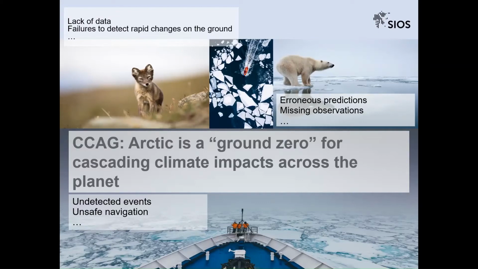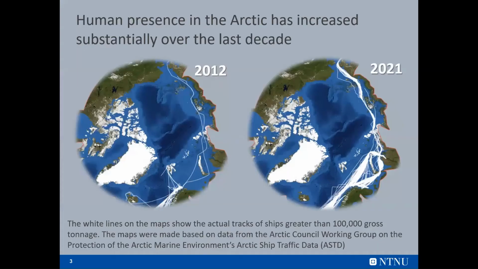The Arctic is warming up much faster than the rest of the world. And unfortunately, we still have some missing pieces here. We often have erroneous predictions from our models. We have missing observations. We have undetected events and failures to detect rapid changes on the ground. And by rapid changes, I mean changes that can happen, for example, within hours. For example, ice drift. And from a machine learning and data science perspective, the Arctic can be considered a small data problem. In situ data is very expensive to get, and there is not as much of it as we would like to address our challenges.